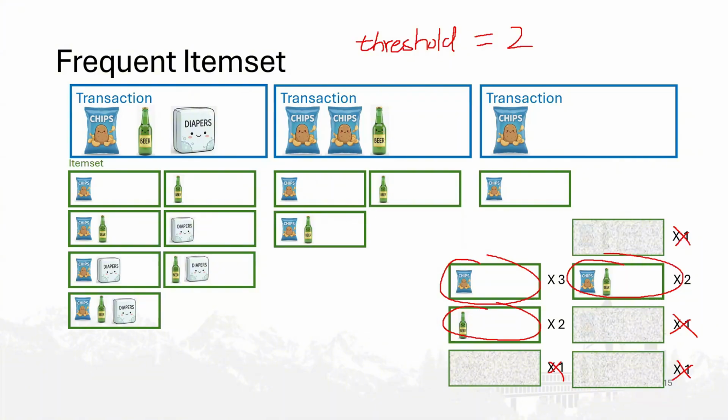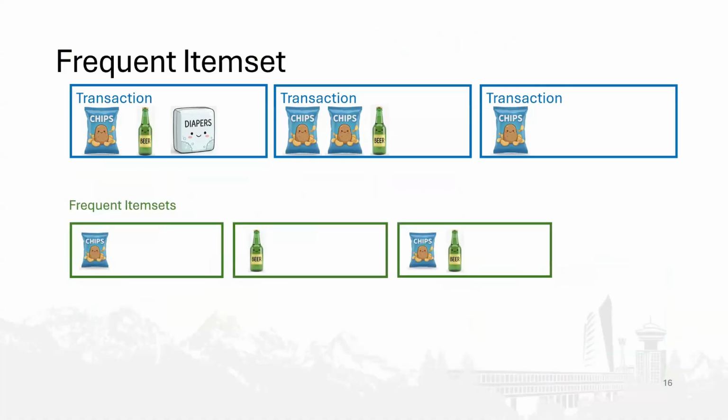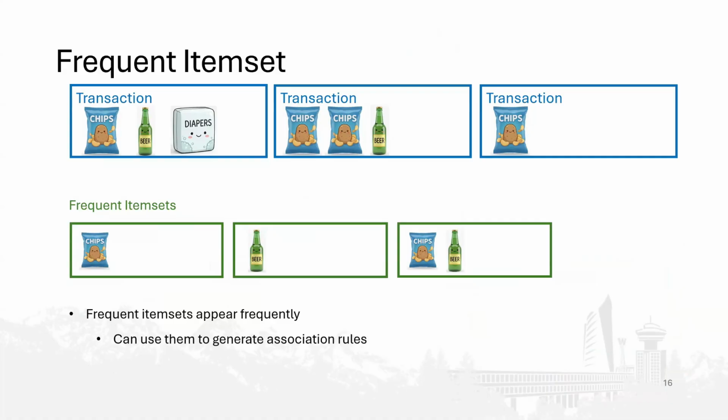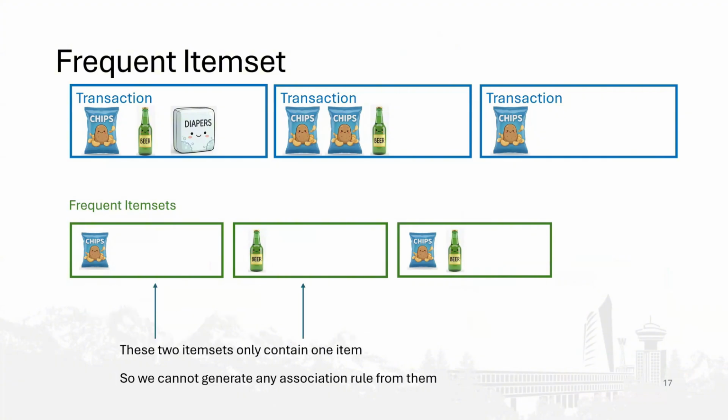Okay, so now we know the frequent item sets. Given the 3 frequent item sets, we can try to develop our association rules. These are the item sets that appear frequently, and now we can use them to generate association rules. Notice that these two are 1-item sets, so they only contain one item in a set.